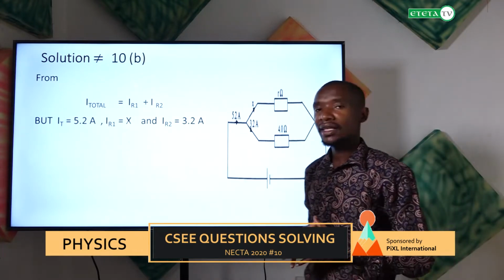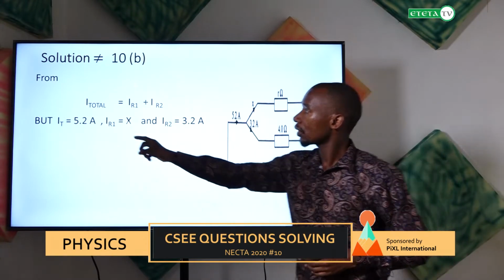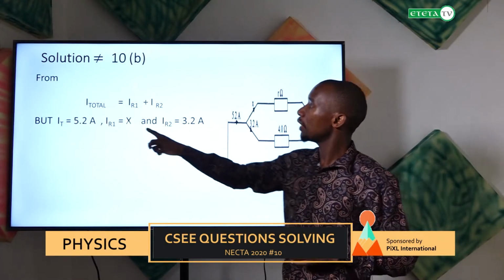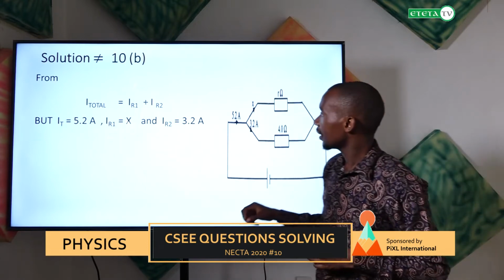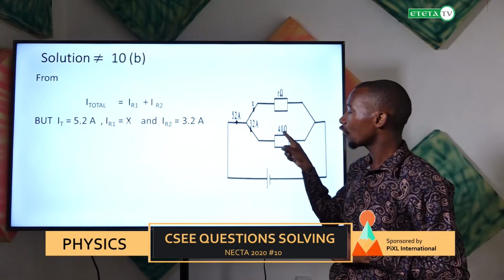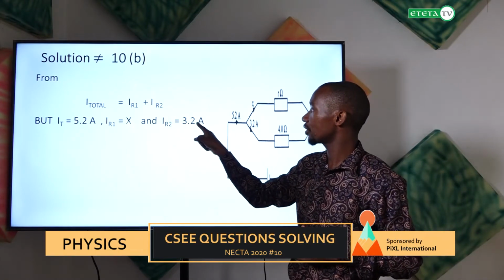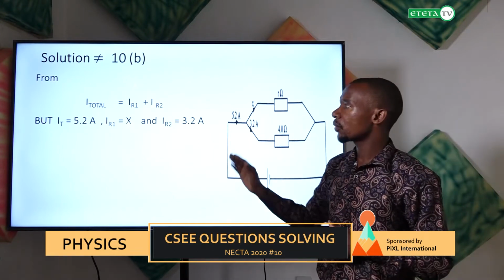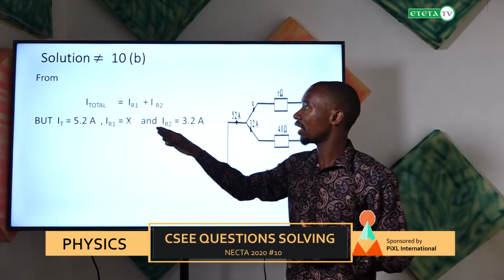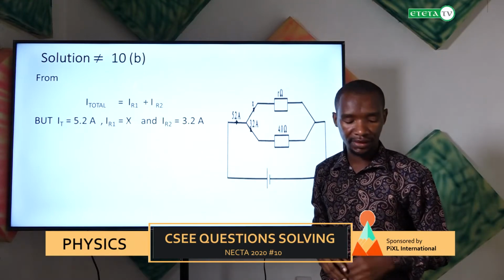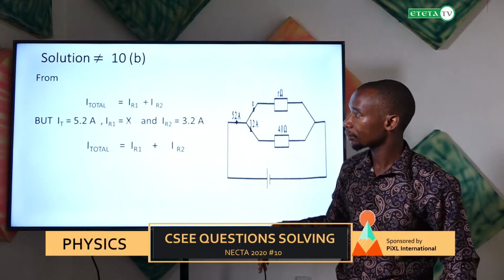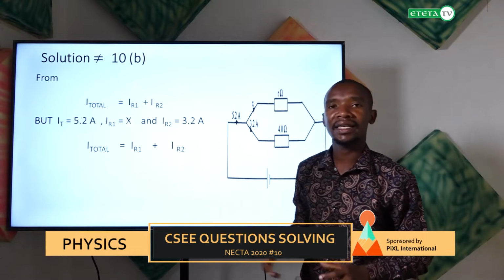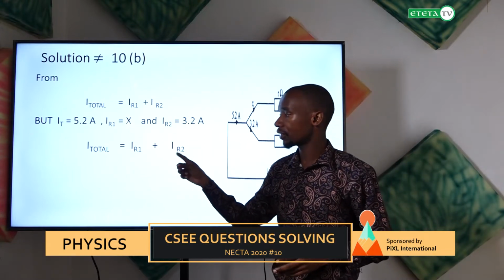But total current, as I said, 5.2, this is our total current. The current that is flowing through X, R1, and the current that is flowing through the 4 ohms resistor is equal to 3.2 ampere, which is given here. So here, we are just going to substitute these values into our equations, as it is shown here. Our total current is equal to the current that is flowing through X plus the current that is flowing through the 4 ohms resistor.